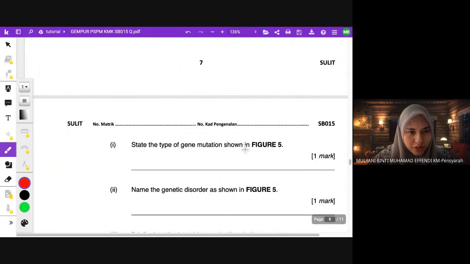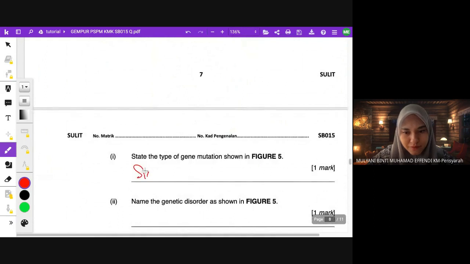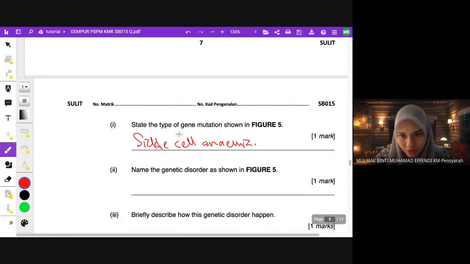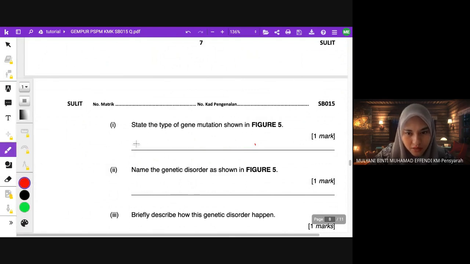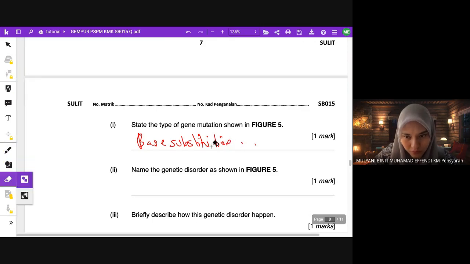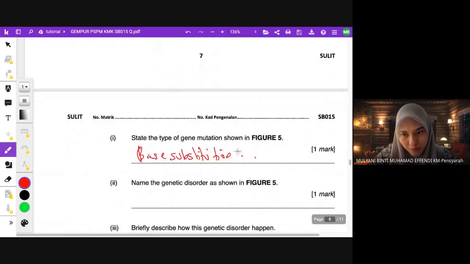State the type of gene mutation shown in figure 5. So kita nampak kat sini bentuk-bentuk dia macam sel sabit tu kan. Okay, so mestilah sickle cell anemia. Okay, name the genetic disorder. Type of gene mutation lah. Sebalik pula. So yang ini adalah base substitution. Okay, mungkin awak tertanya-tanya, nak jawab base substitution ke missense mutation? Sebab yang sickle cell kan missense mutation. So dalam kes ini, dalam skema dia buat base substitution. Tapi you can also buat lah macam ni, dalam kurungan. Missense mutation. Macam tu. Okay.